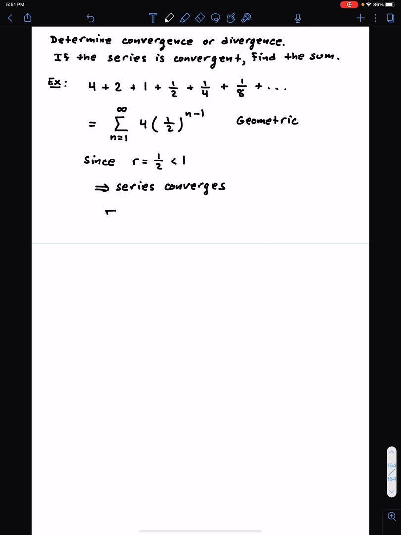So the sum as n goes from 1 to infinity of 4 times 1/2 to the n minus 1 is exactly equal to 4 over 1 minus r, a1 over 1 minus r. So 1 minus a half, which is equal to 4 divided by 1/2, or 8. So this series is exactly equal to 8. And this series converges, and it converges to 8. So the sum of the series is equal to 8.